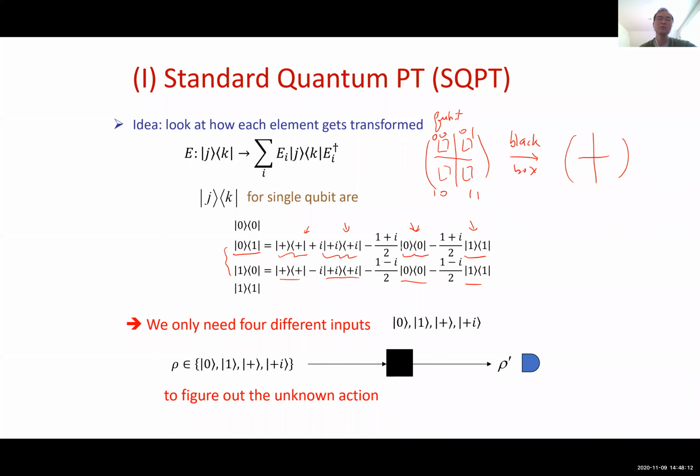From this we know that we only need 4 different inputs: 0, plus, plus i, and 1. These are the 4 states that you send in, and you know how they transform. Then you will know how the combination of these 4 components transforms. Then you figure out any 1 qubit transform. So that's the idea of standard process tomography. Any questions? This is what we talked about last time.